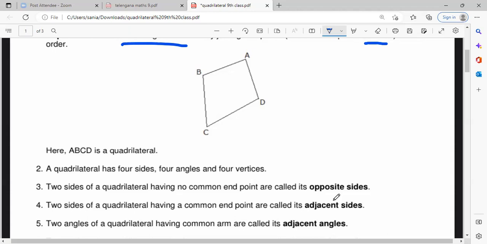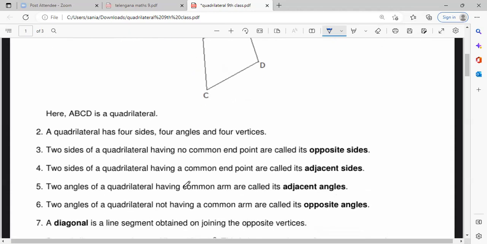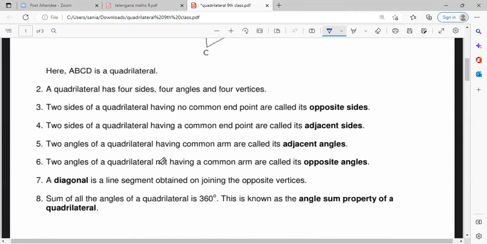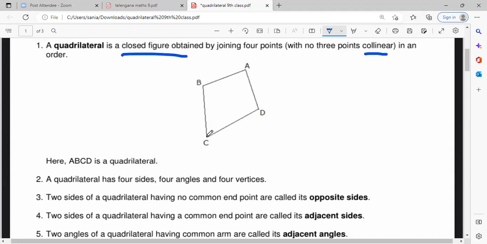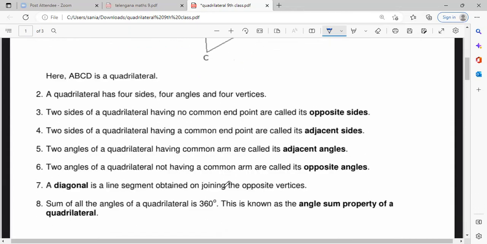Clear? Okay. And two angles of a quadrilateral having the common arms are called adjacent angles. Then coming to diagonals. What are diagonals basically? One point touching the opposite point is known as a diagonal. It's not going to be the same one, it is the opposite one.